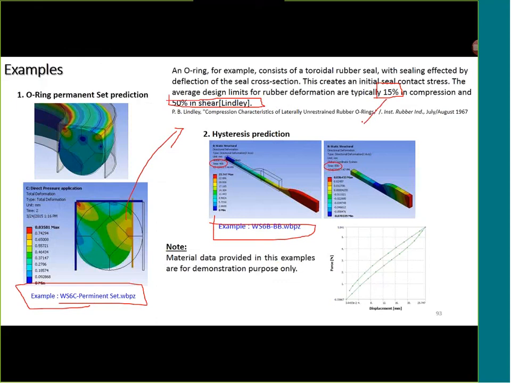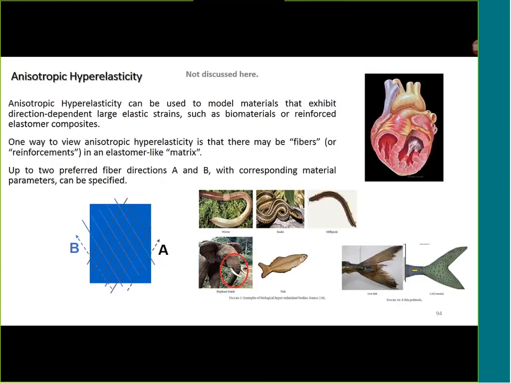So these guidelines have to be accounted for along with the permanent set. It's not only due to the loading, the permanent set effect also needs to be captured, and this again becomes an important aspect of it.